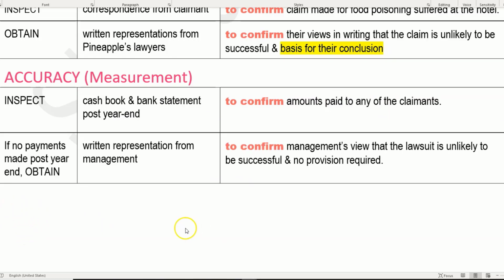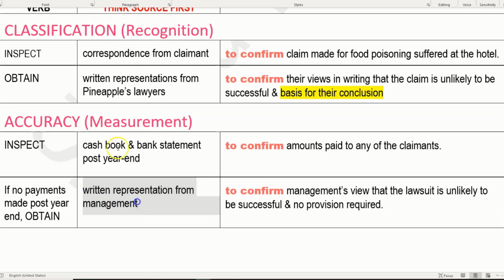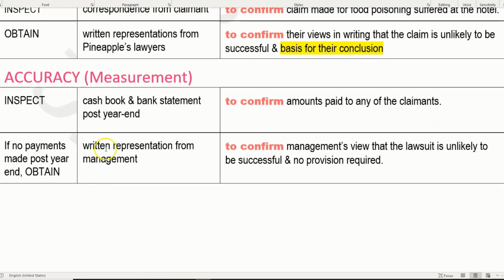If no payments were made post year end, we're going to obtain written representations from management. Now, this written representation from management is different from this one. This one is the expert here. This one is management. And the reason why we need to do that is because it's an accounting estimate. So we're going to get the written representation to confirm management's view that the lawsuit is unlikely to be successful and no provision is required. This is if no payments were made. So that was not very difficult, was it?